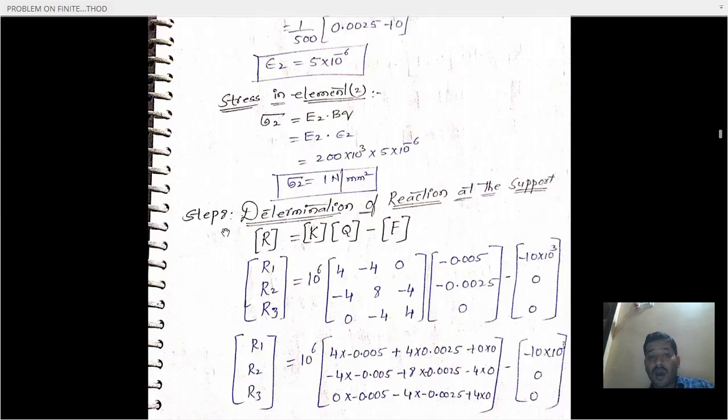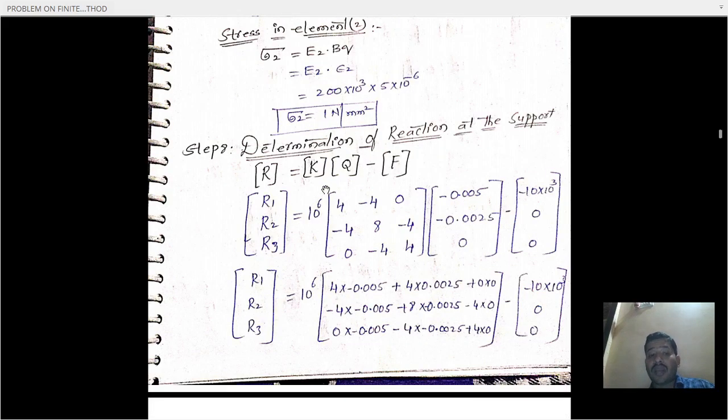After getting the value of strain, again you need to find out the value of stress in element 2. The same formula we have to follow here: sigma 2 equal to E2 into BQ, where BQ is the strain. The modulus of elasticity of the material, we know very well, is 200 into 10 power of 3, and the strain value is 5 into 10 power of 6. If you multiply these terms, you will get the value of stress in element 2 as 1 Newton per mm square.